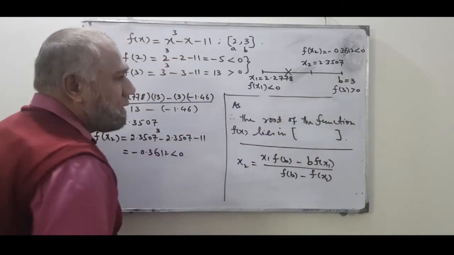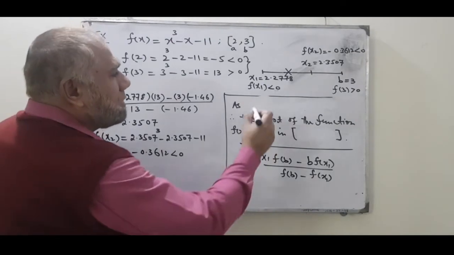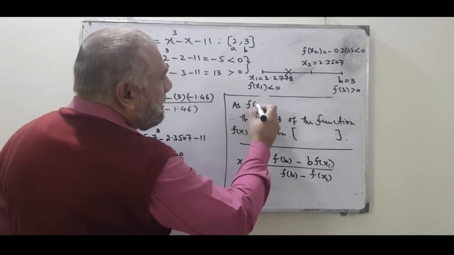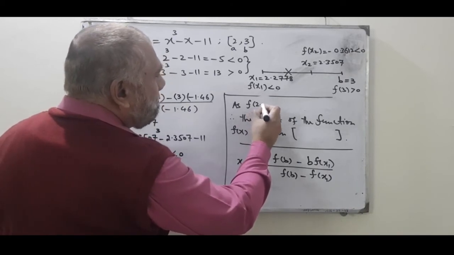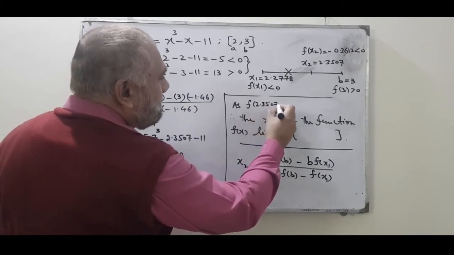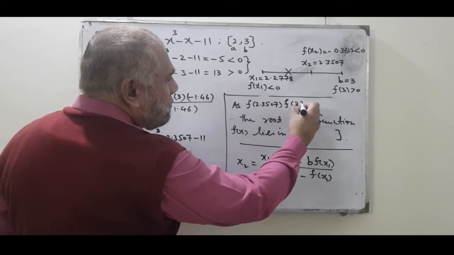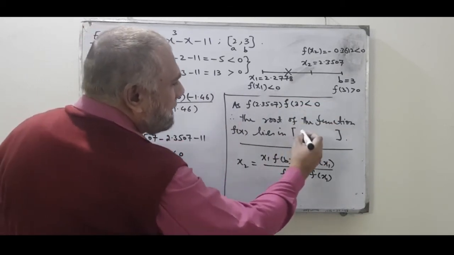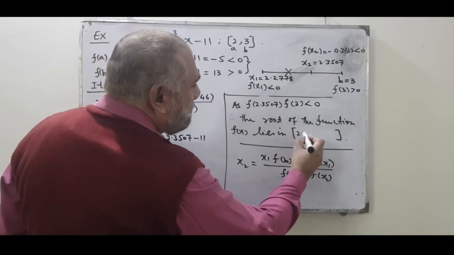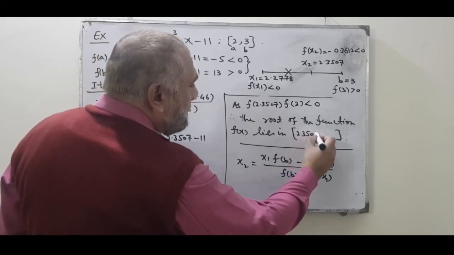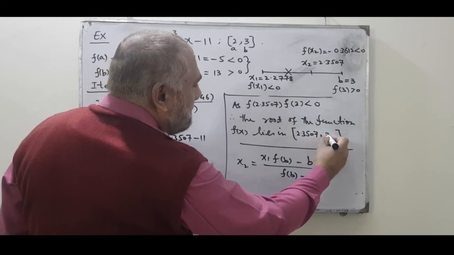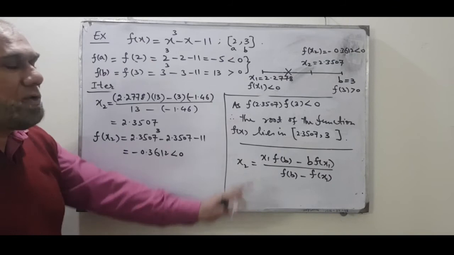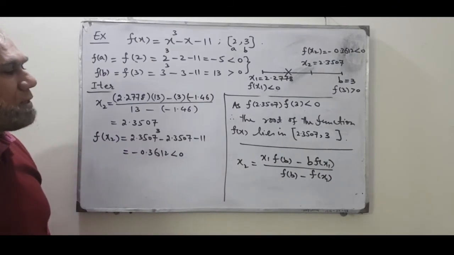and this section now can be discarded from the domain. As we write, the product of the function at x2, which is 2.3507, and the function's value at 3 gives you the negative sign. Therefore, the root of the function lies in the new domain, which is 2.3507 and the right hand point is 3. So this is going to be your new domain for the next iteration.